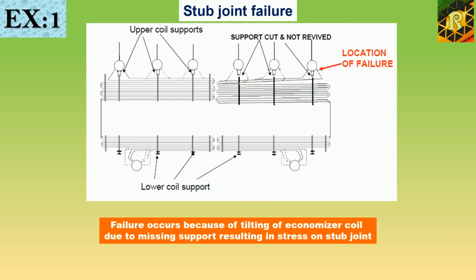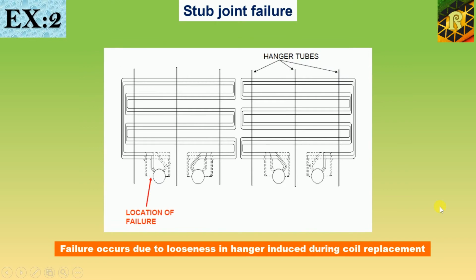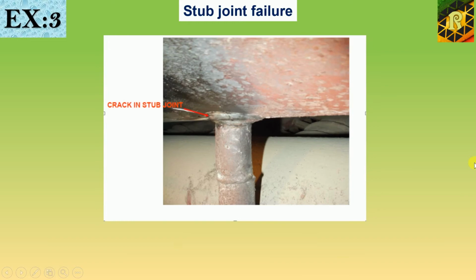Here is one example of stub joint failure. Failure occurs because of tilting of the economizer coil due to missing support, resulting in stress on the stub joint. This is another example of stub joint failure. Here in this case, failure occurs due to looseness in hanger induced during coil replacement. This is another example of stub joint failure.